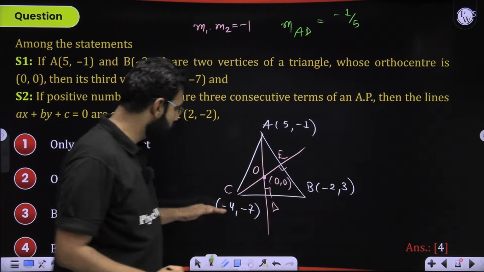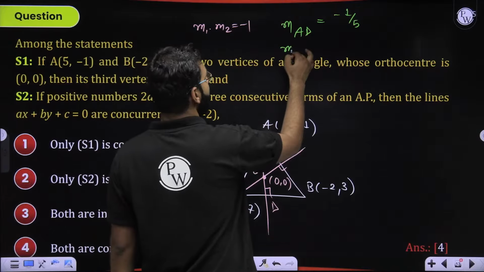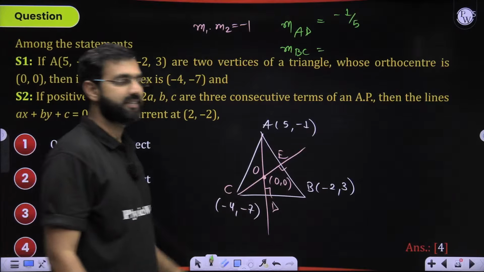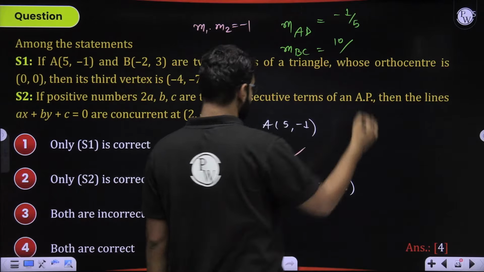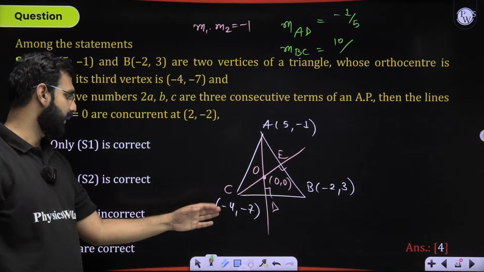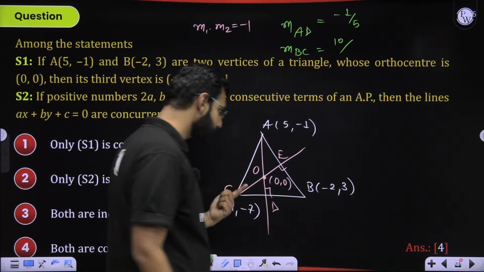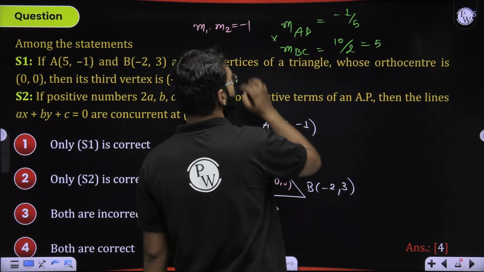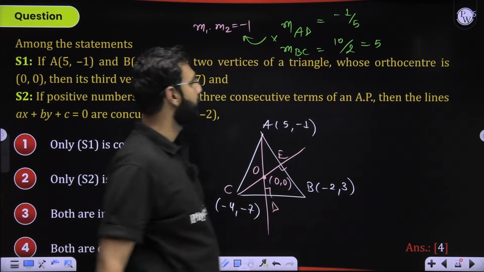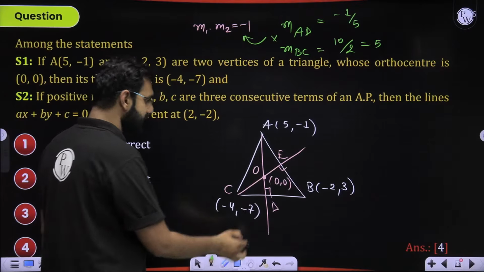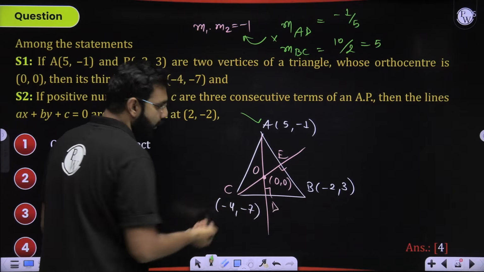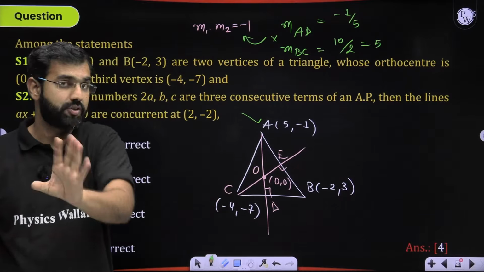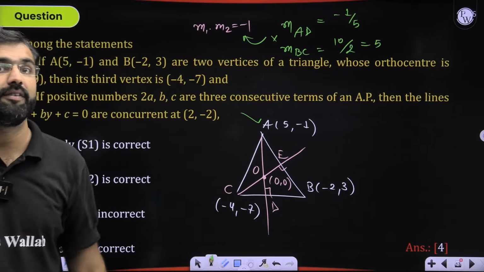Now let me find the slope of BC. It will be again y2 minus y1, so 3 minus minus 7, that is 3 plus 7, that is 10, by minus 2 minus minus 4, so minus 2 plus 4, that is 2. So 10 by 2 is 5. The product of these two slopes turns out to be minus 1: minus 1 by 5 into 5. So it is true that AD is perpendicular to BC. But if I find OC also perpendicular to AB, my job will be done and I can conclude that 0, 0 is the orthocenter.